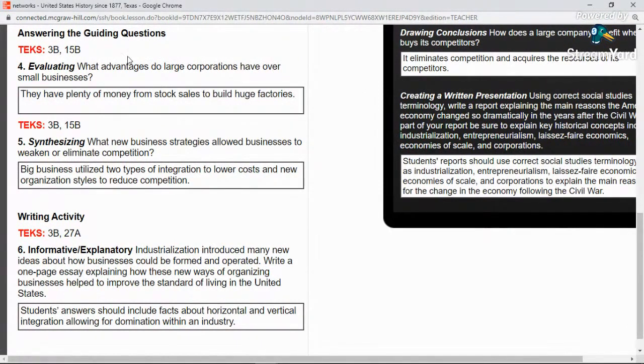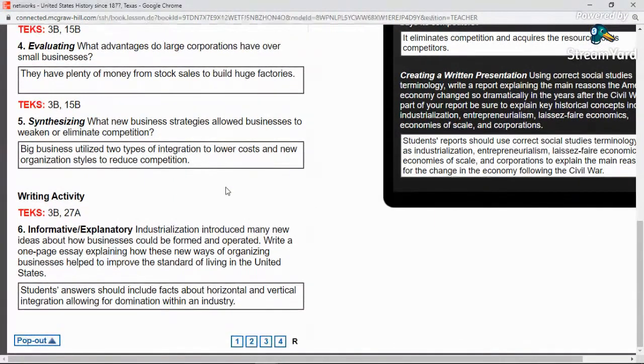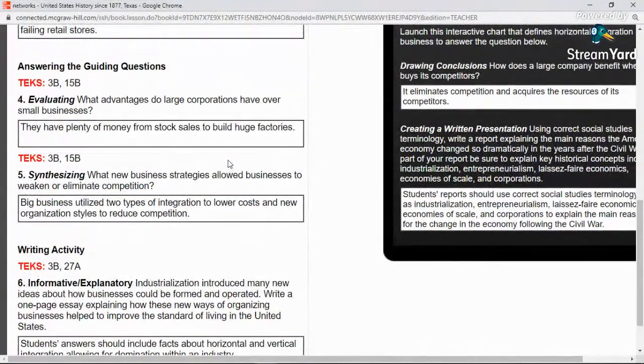What advantage do large corporations have? They have a lot of money from stock to build huge factories. What new business strategies allowed businesses to weaken or eliminate competition? Big business utilizes two types of integration to lower costs and new organization styles to reduce competition.